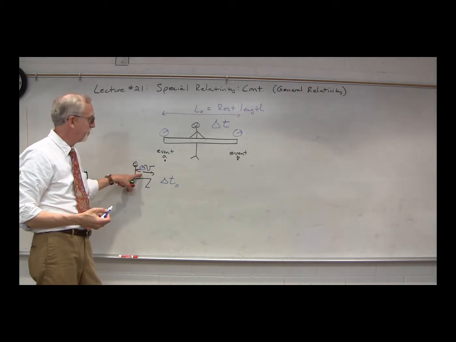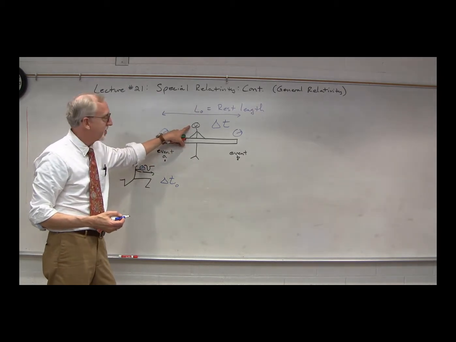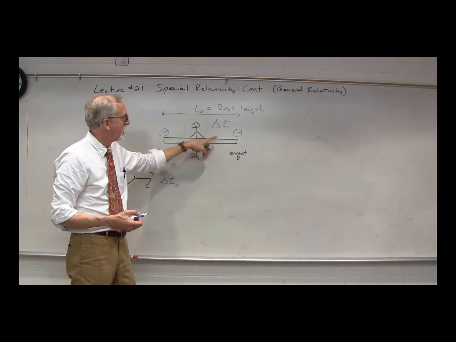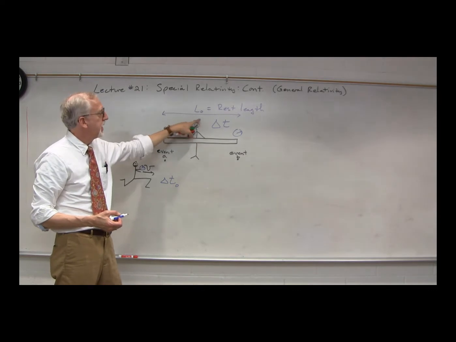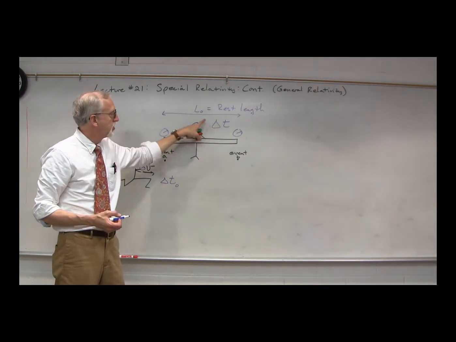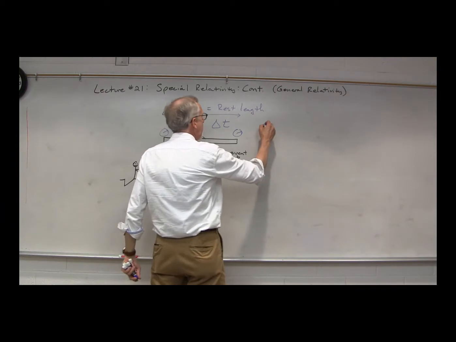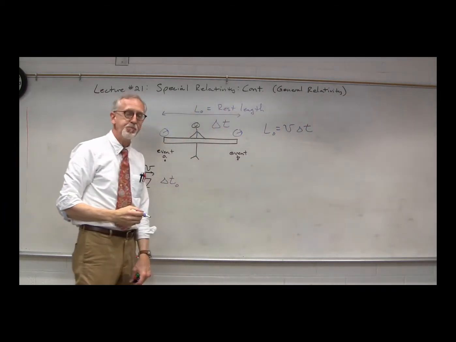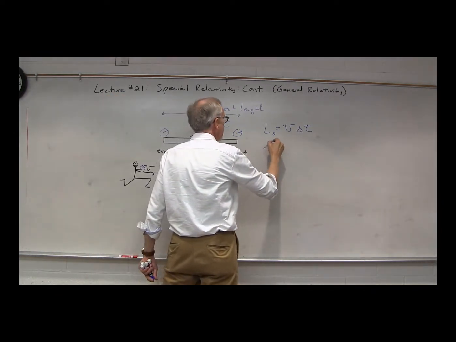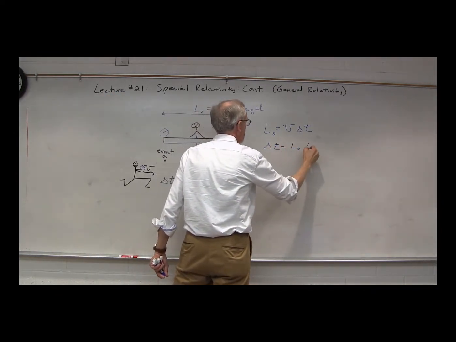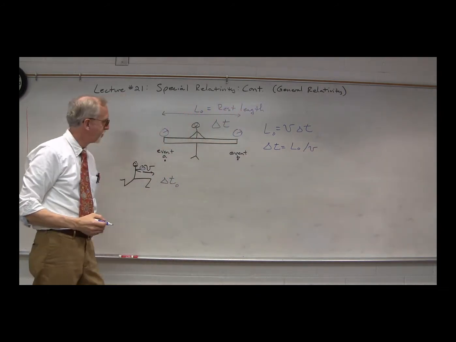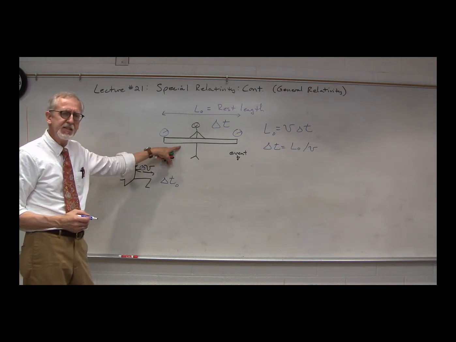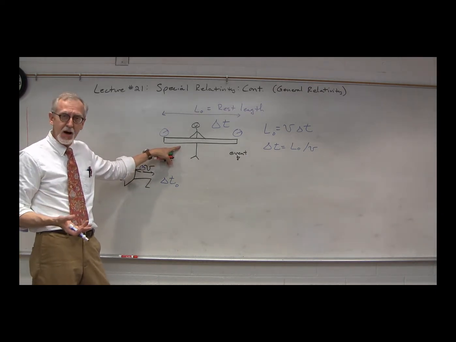Now, what do we know? For the person running, well, let's look at the person holding the stick first. The person holding the stick sees the runner moving at a speed v, running a distance L naught in a time delta t. So the person holding the stick will say that L naught equals v delta t. In other words, delta t equals L naught over v. Now, what about the person running? Will the person running assume that the stick has the same length? Well, perhaps not. We're not sure.